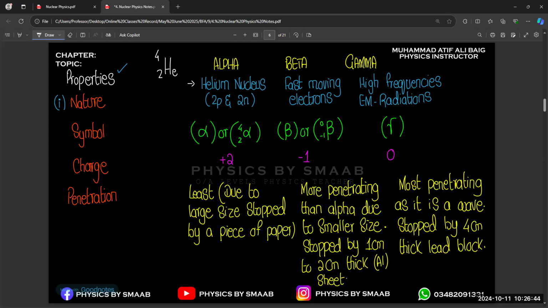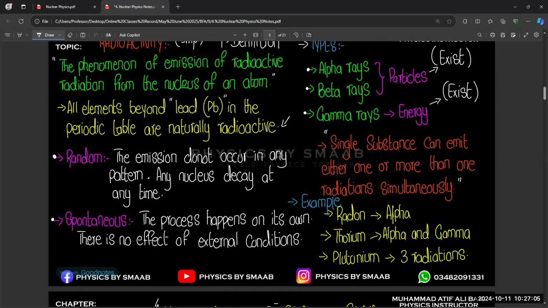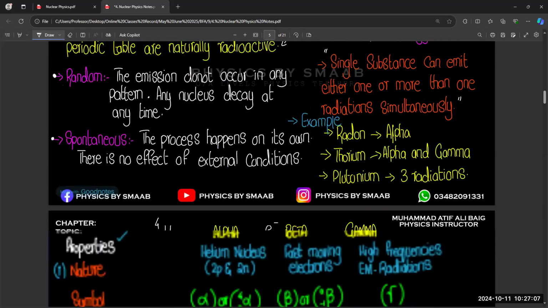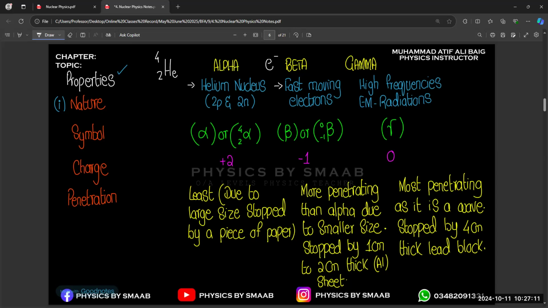Okay. Next we have beta. So beta particles are fast moving electrons. So beta are just like electrons, right? Negative value. And the third thing is gamma. As we already discussed, gamma exists in the form of energy. So it means there is no concept of particle in gamma. So gamma rays are high frequency electromagnetic radiations.